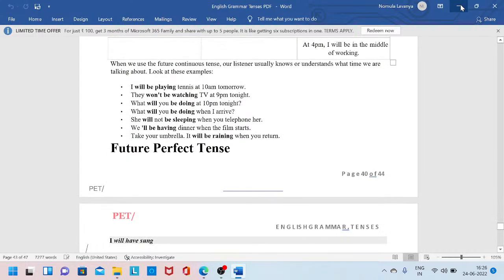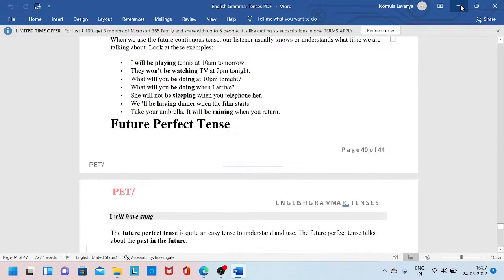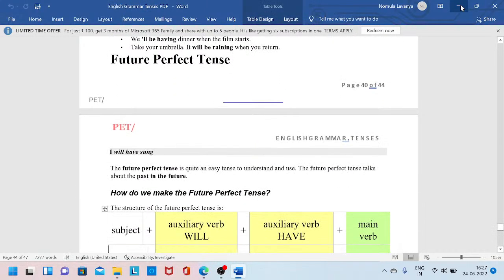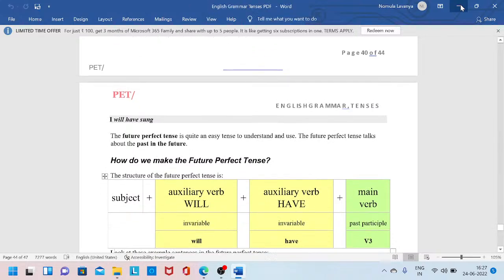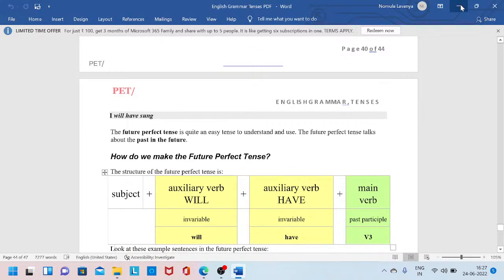So let us look quickly at the future perfect tense. Future perfect tense: I will have sung. Okay, I will have sung. So sung is a V3 formation again. And the future perfect tense is quite an easy tense to understand and use. The future perfect tense talks about the past in the future. Okay, past in the future. So how do we make the future perfect tense?